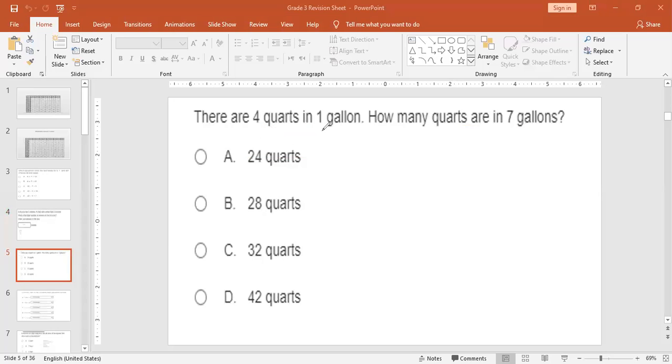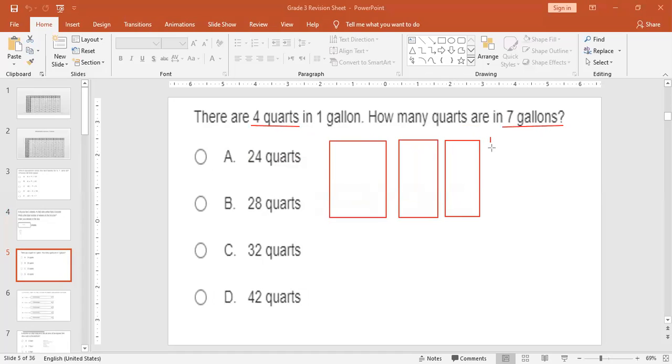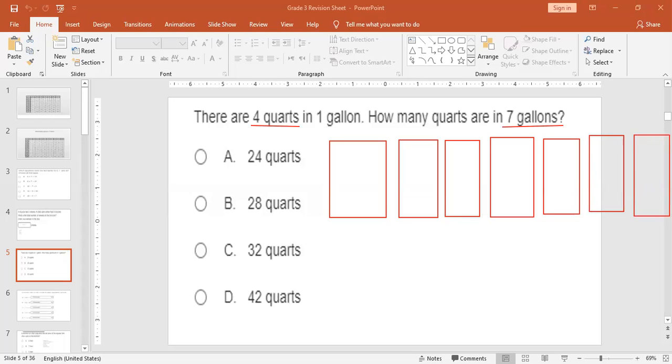There are 4 quarts in 1 gallon. How many quarts are in 7 gallons? Also, we are going to extract. There are 4 quarts in 1 gallon. How many quarts are in 7 gallons? As I explained before, if I have 7 gallons, 1, 2, 3, 4, 5, 6, 7. How many quarts in 1 gallon? Every gallon has 4 quarts.